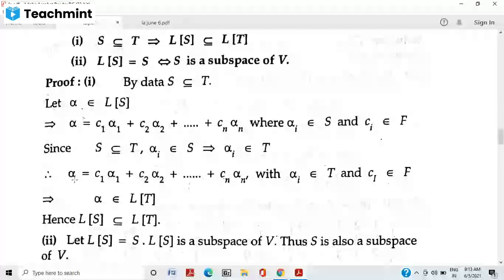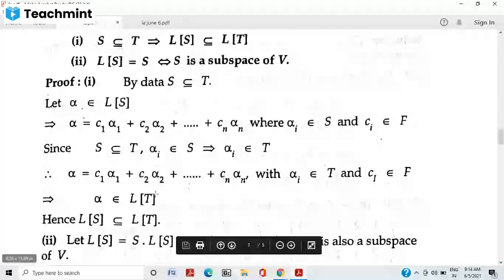Then what we got? Alpha is a linear combination, c1 alpha 1 plus c2 alpha 2 plus etc. cn alpha n. All these alpha i belong to T. That means alpha is a linear combination of the elements in T, and ci belongs to F. Then what we get? Alpha belongs to the linear span of T, or we can write L of S is contained in L of T.